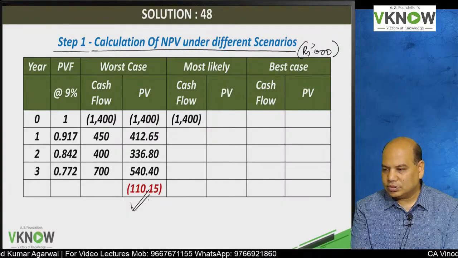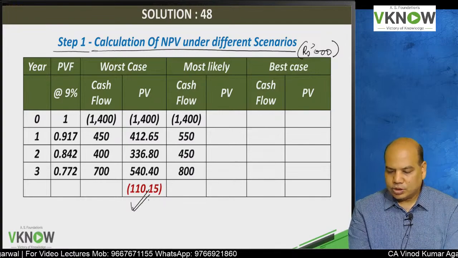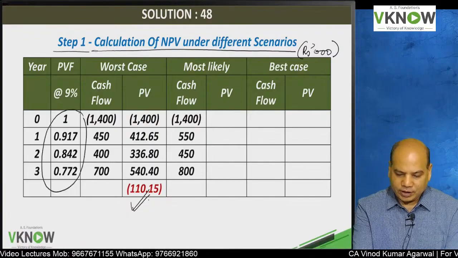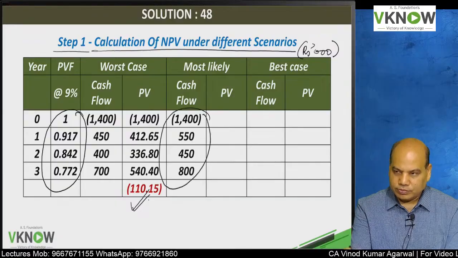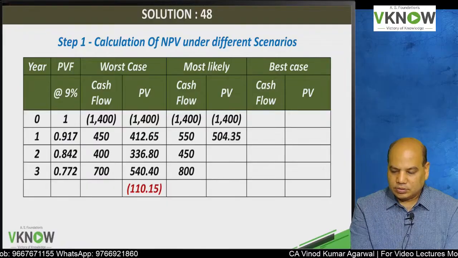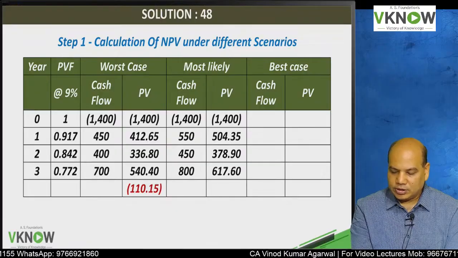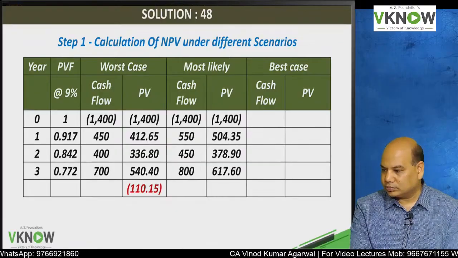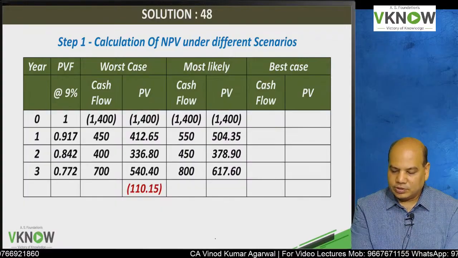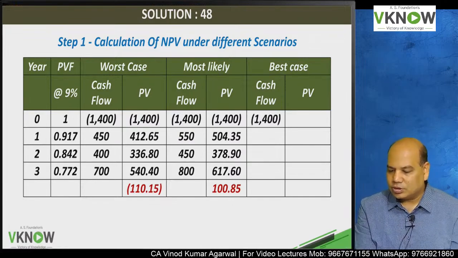Most likely now. Most likely cash flow, write down from the question book. Multiply PV factor into cash flow. Use memory plus function to do fast. 504.35, 378.90, 617.60. Tell me the NPV now. 100.85. Last one. Come on.